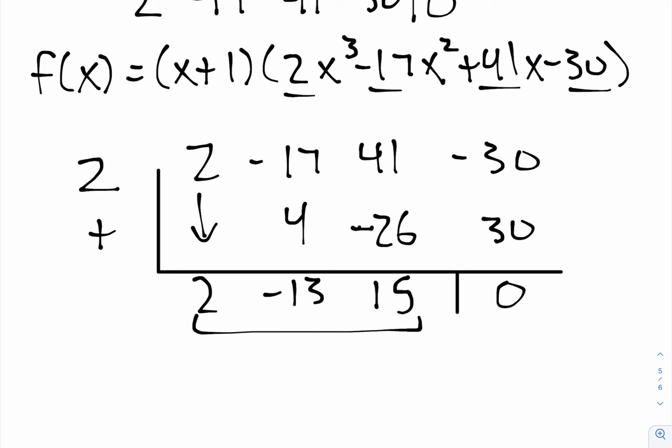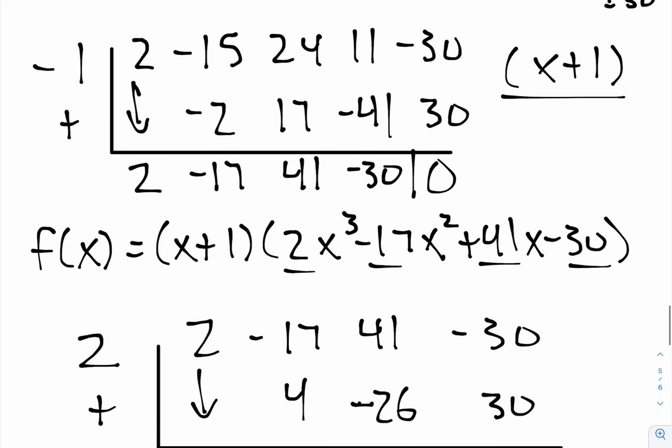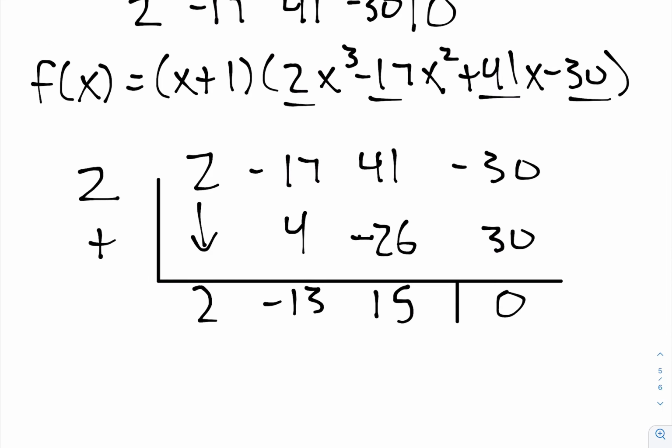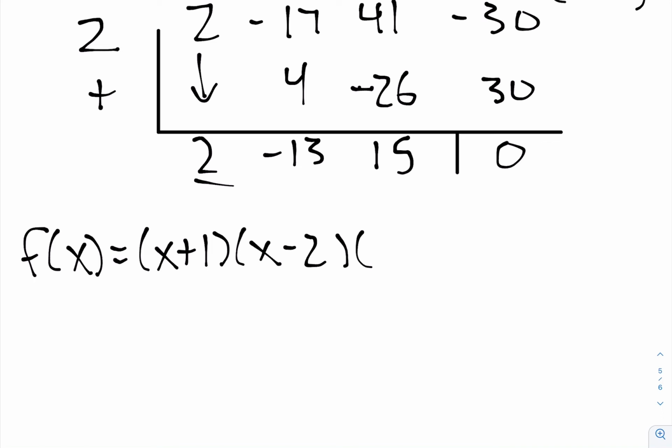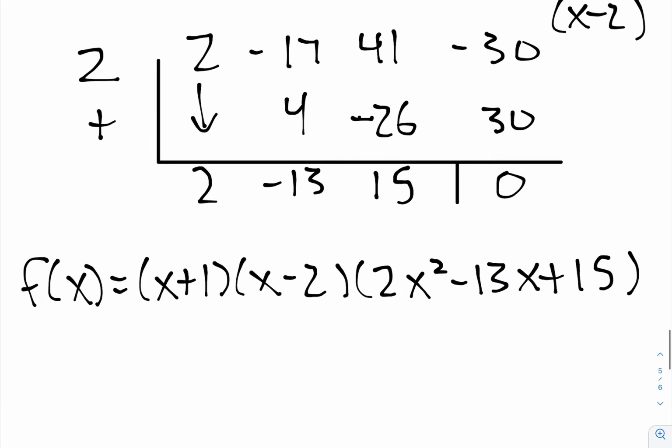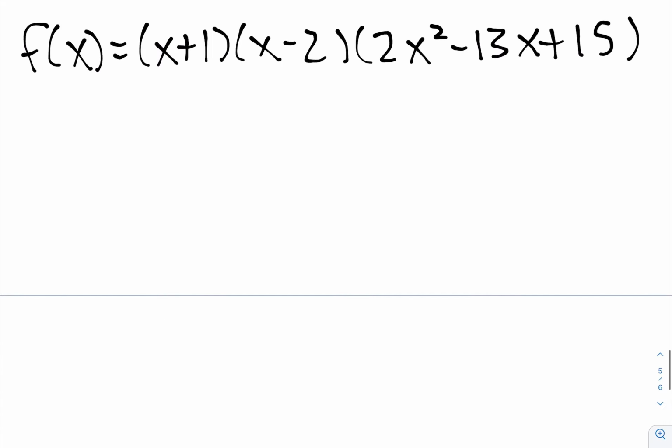And now these are the new coefficients on our function. Remember, we divided by x plus 1 to start, and right now we're dividing by x minus 2. So our function f of x is equal to x plus 1, our first factor, times x minus 2, our second factor, times these new coefficients, which is 2x squared minus 13x plus 15. And we can do synthetic division again, with whatever method we want, right?